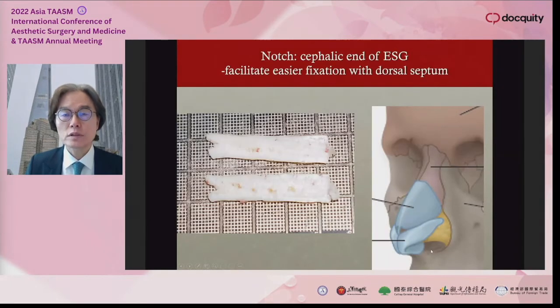And here is one surgical tip. During placement of the extended spreader graft, if you make a notch, you can easily facilitate ease of fixation at the dorsal part. Then this excess part can be removed after fixation of this cartilage to the dorsal aspect of the L strut.